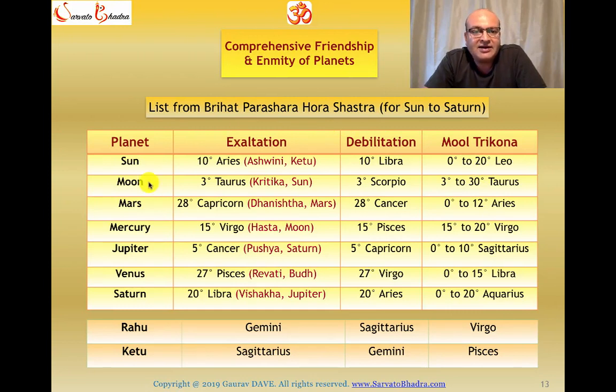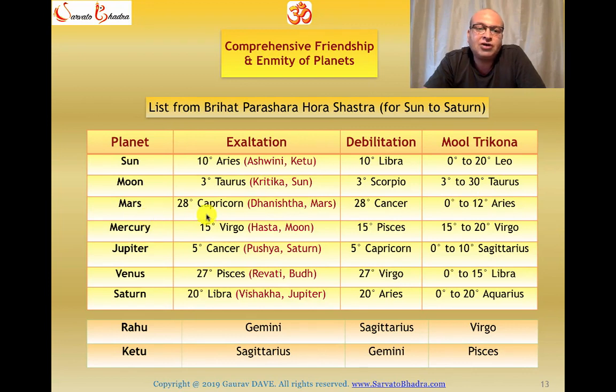Moon, our second planet, has the exaltation at 3 degrees of Taurus in Kritika Nakshatra, and debilitation right 180 degrees apart at 3 degrees of Scorpio. From 3 degrees to 30 degrees, Moon is in Mool Trikona. Moon at 10 degrees, we should not say it is exalted. We should say Moon is very strong, he is in Mool Trikona.